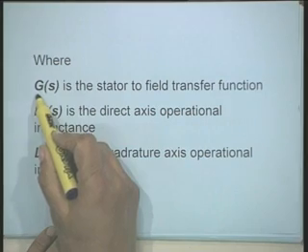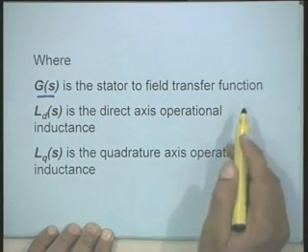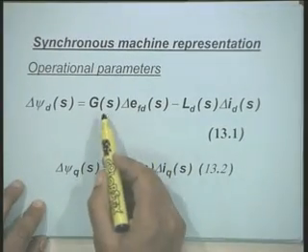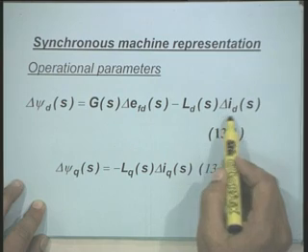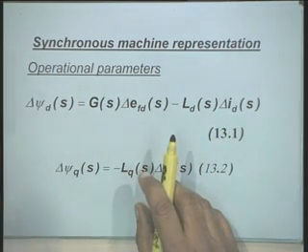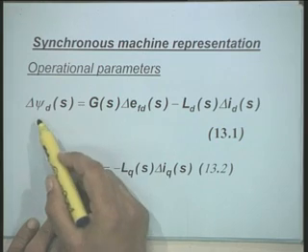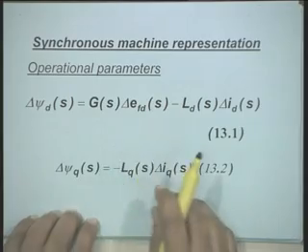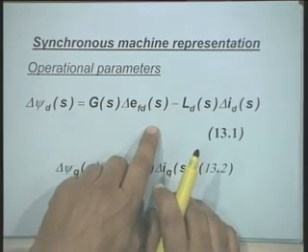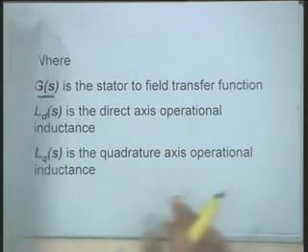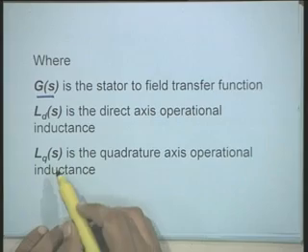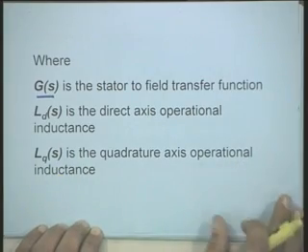Now, in this expression, this transfer function Gs is the stator to field transfer function. You can easily see here that if delta ID is 0, that is, the machine is under no load condition, then delta psi ds will be equal to Gs times delta EFDS. Therefore, this transfer function relates the stator to field. LDS is the direct axis operational inductance. LQS is the quadrature axis operational inductance.